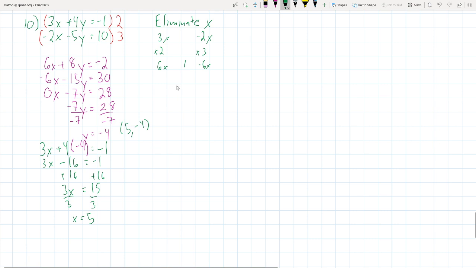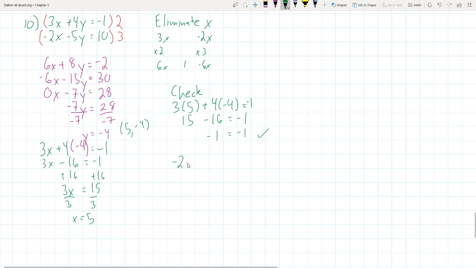We'll try it. So we have 3 times 5 plus 4 times negative 4 equals negative 1. So I get 15 minus 16, oh, that should be a negative 1, equals negative 1. Negative 1 equals negative 1. That checks out.